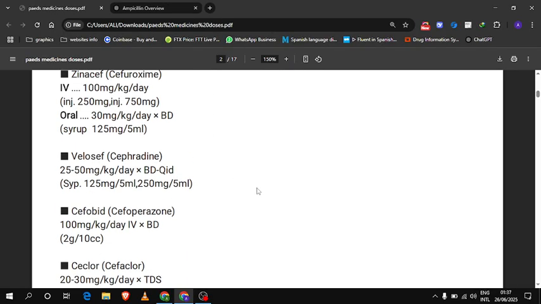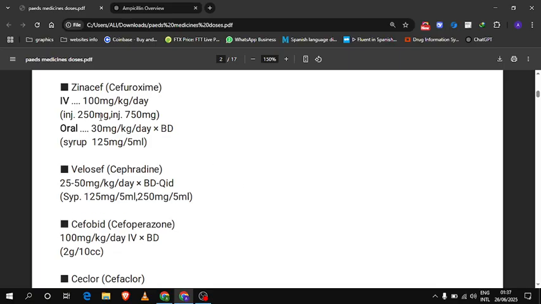Let's see our next. Let's first see the doses. The IV dose is 100 mg per kg per day. Injection formulations are 250 mg and 750 mg. The oral dose is 30 mg per kg per day BD. Syrup 125 mg by 5 ml.